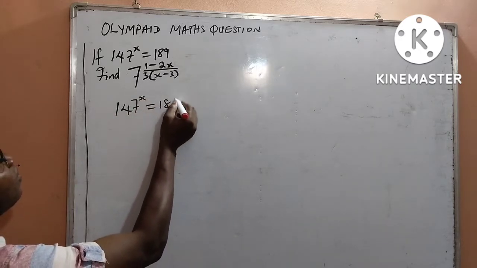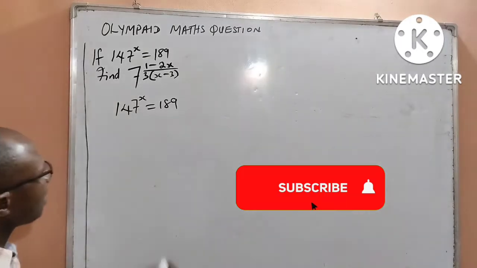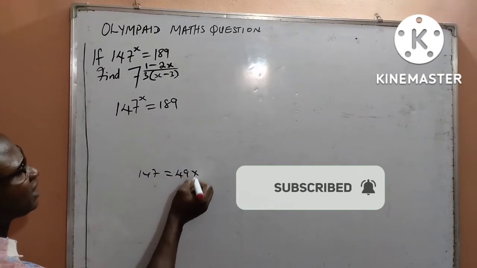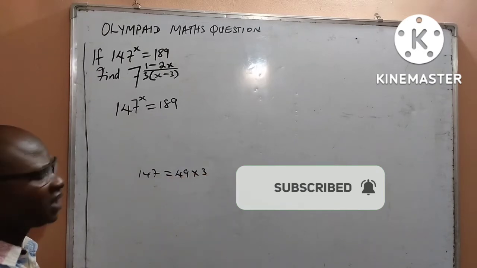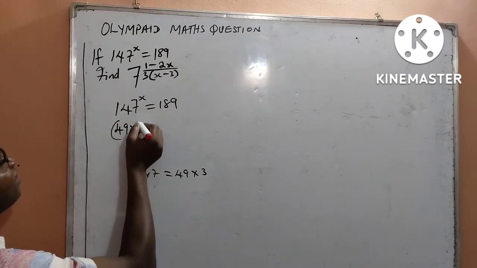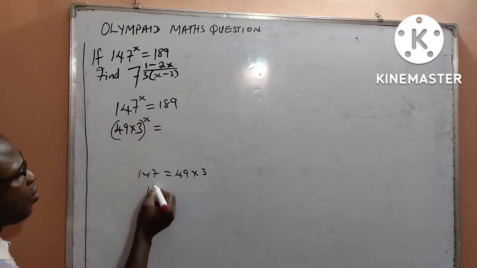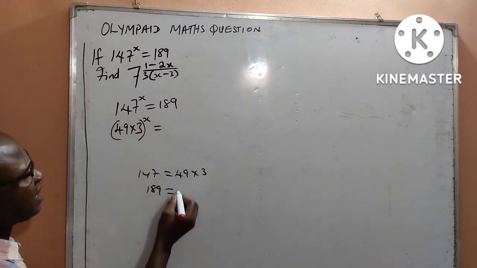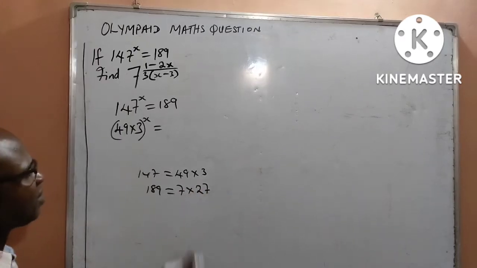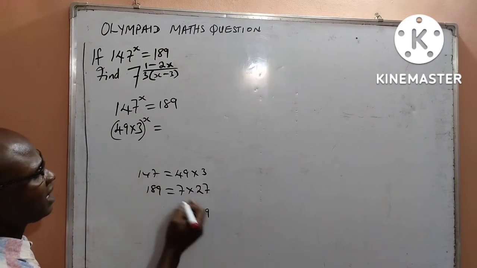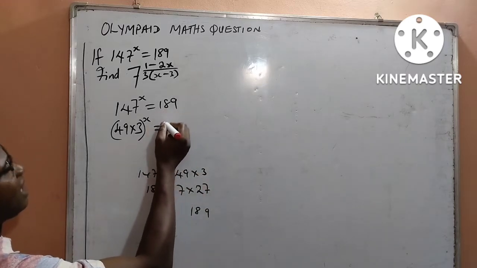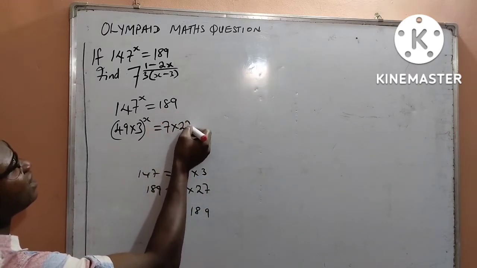So we begin with the first equation, where we are given 147 raised to the power x equal to 189. I want you to see that 147 is the same thing as 49 times 3. That means I can write (49 times 3) raised to the power x equal to 189, which is the same thing as 7 times 27, because 7 times 7 is 49 and 7 times 2 is 14, plus 4, which is 18. So I can now write here 7 times 27.